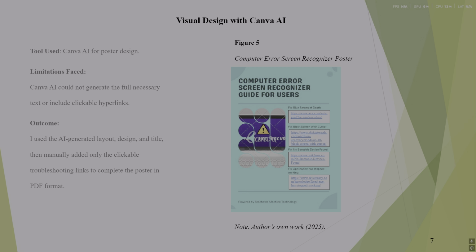To create the poster, I used Canva AI. It helped me generate a clean layout, a fitting title, and icons that matched each error category. However, there were some limitations. Canva AI struggled with generating full instructional text and could not add hyperlinks directly into the design. So I stepped in to complete the design manually. The clickable links you see in the PDF version were added afterwards using Adobe Acrobat. Now I will open the poster so you can see how it works.